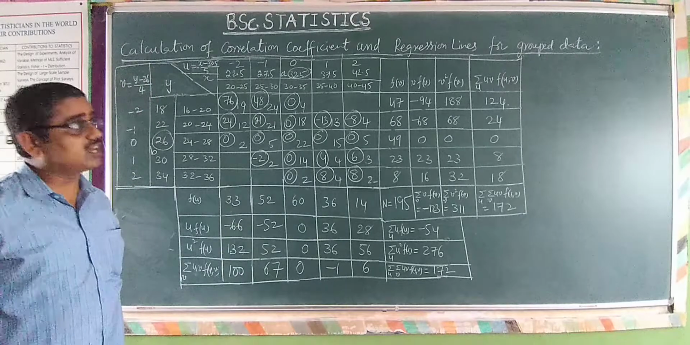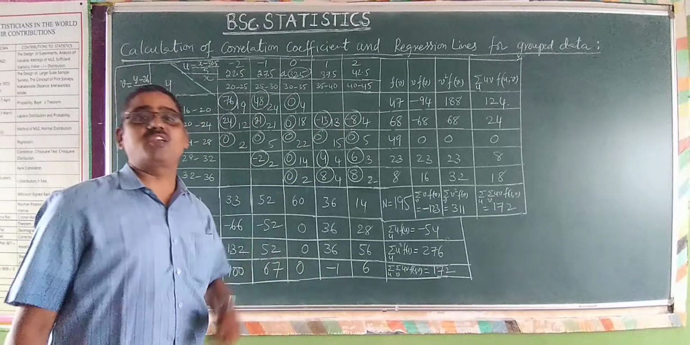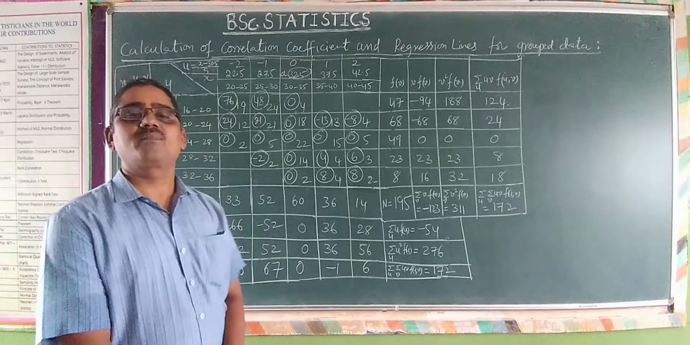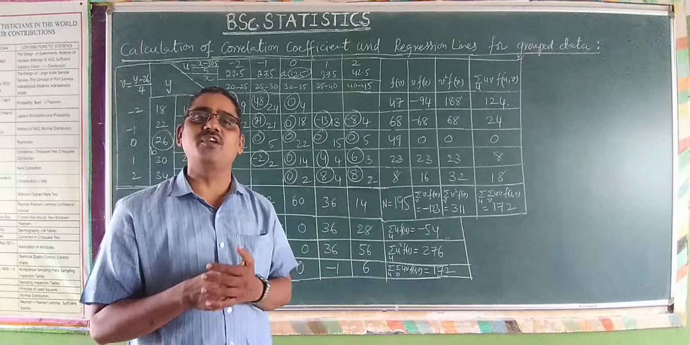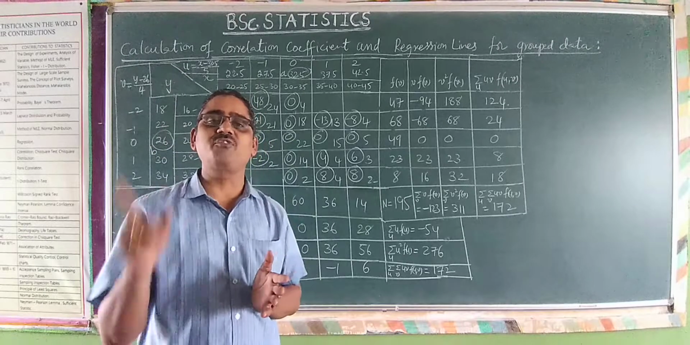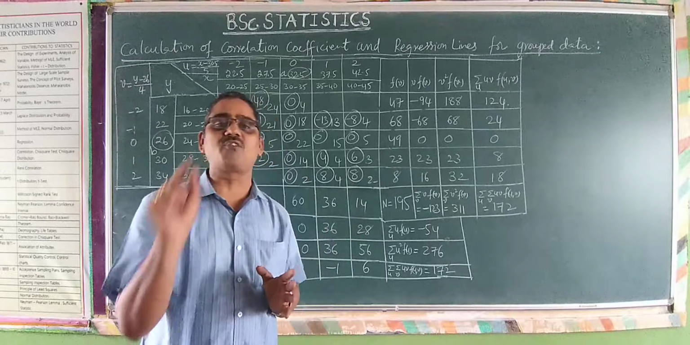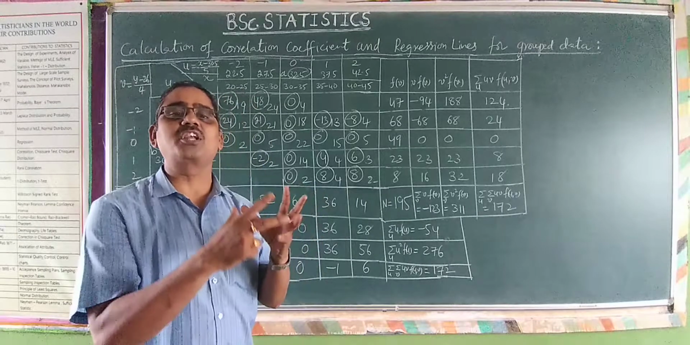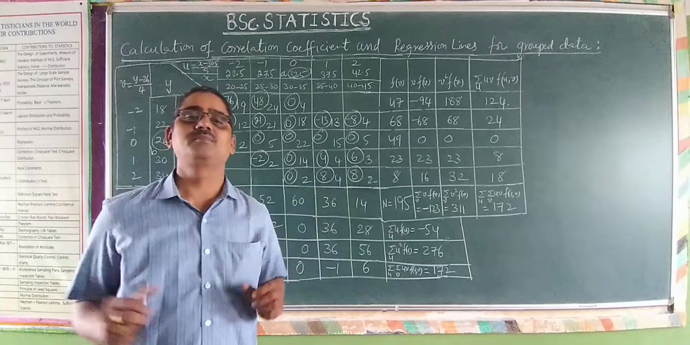So I repeat, the frequencies given here are called bivariate frequencies, that is f of uv, which are actually f of xy, because we are considering the variables in terms of u and v. Therefore we consider the formulas in f of uv, f of u, f of v. Or else the original values are f of x, f of y, f of x comma y. These are the distinctions between xy and uv.